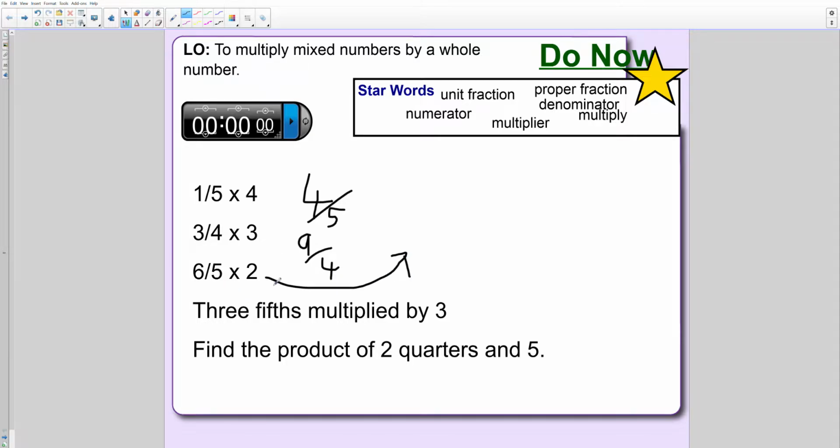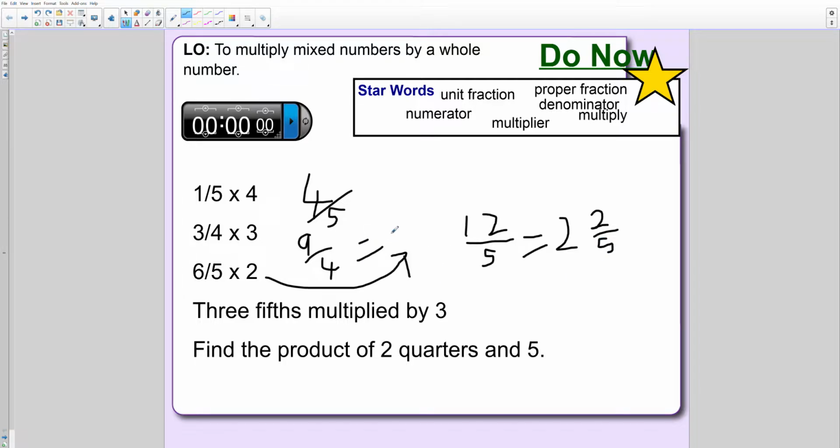This one here, 6/5 times 2, this one's a bit tricky, but you can do the same thing for the top heavy or improper fraction normally. So 2 times 6 is 12 over 5. Of course, we can then change that to be 2 wholes and 2/5, using the strategy we did yesterday.